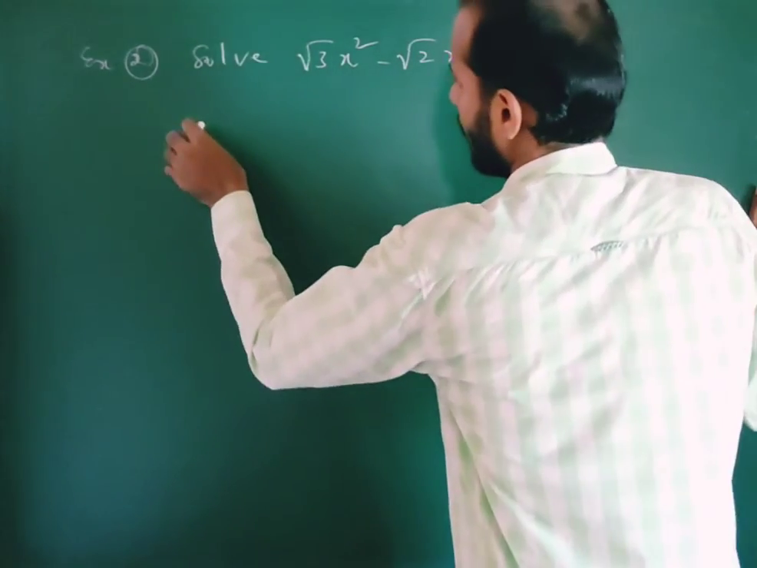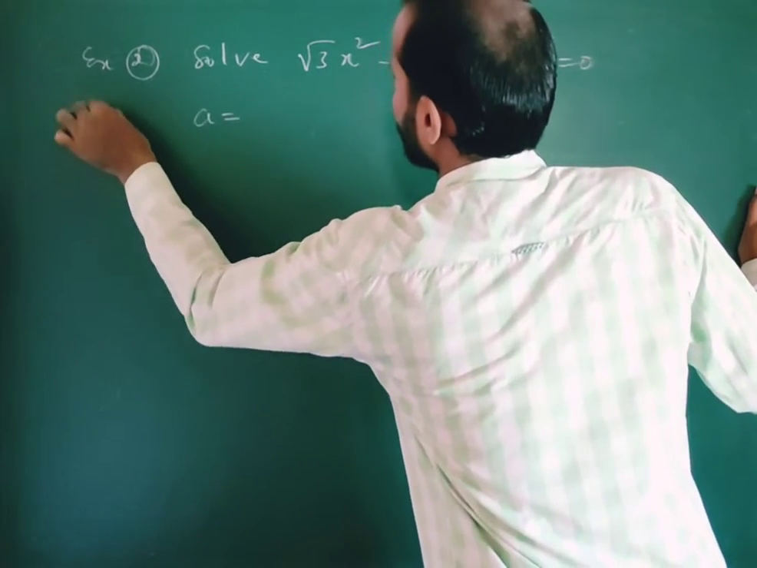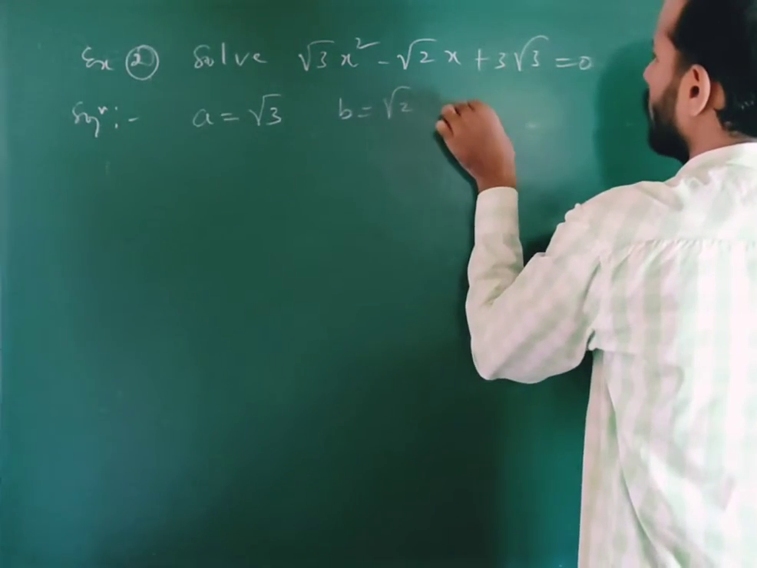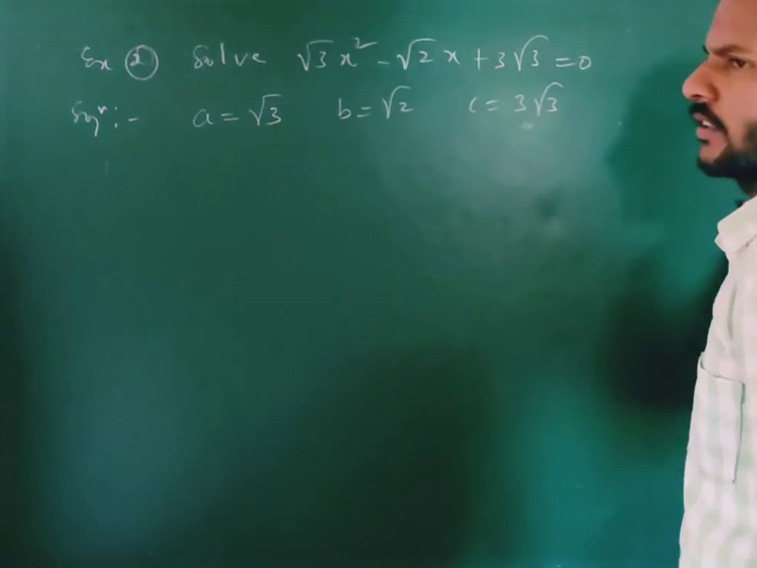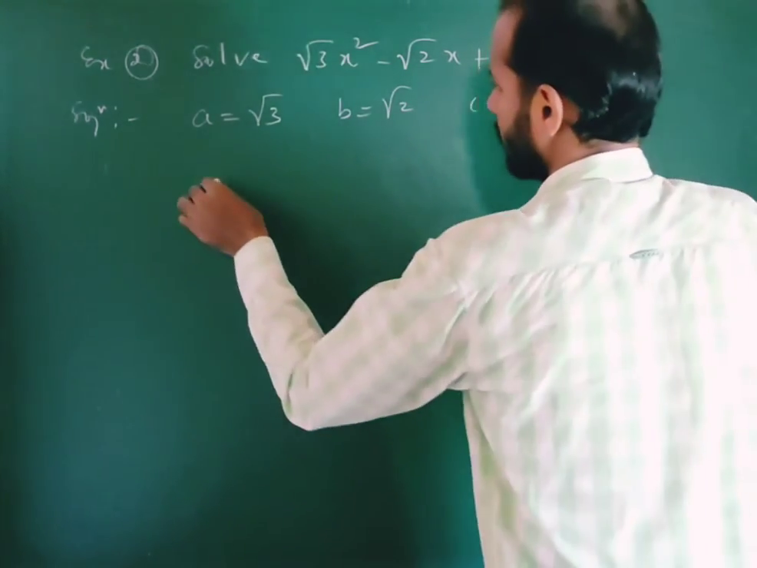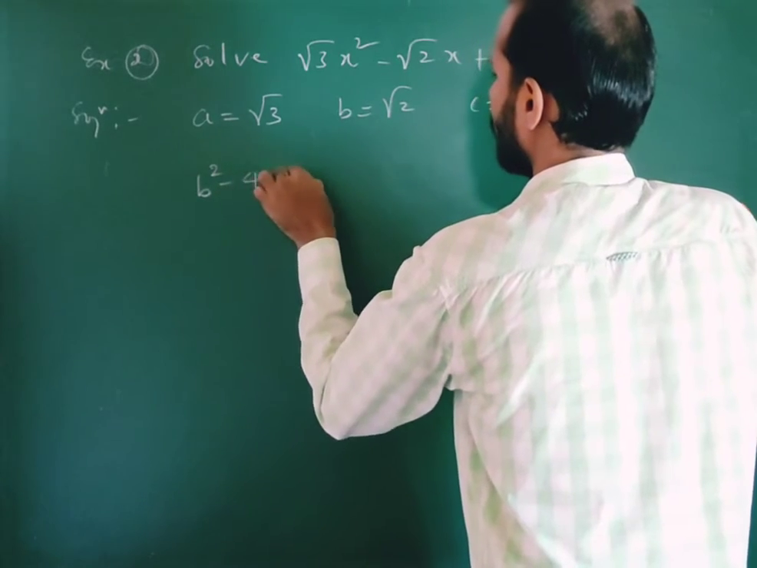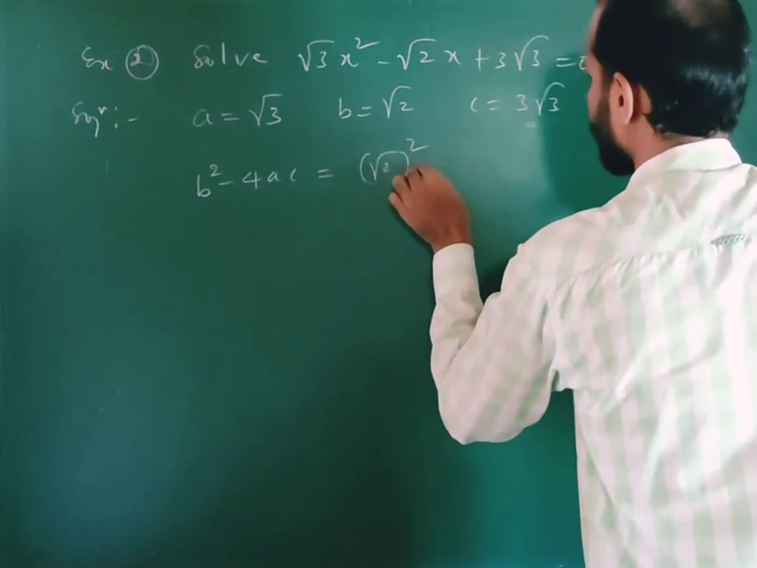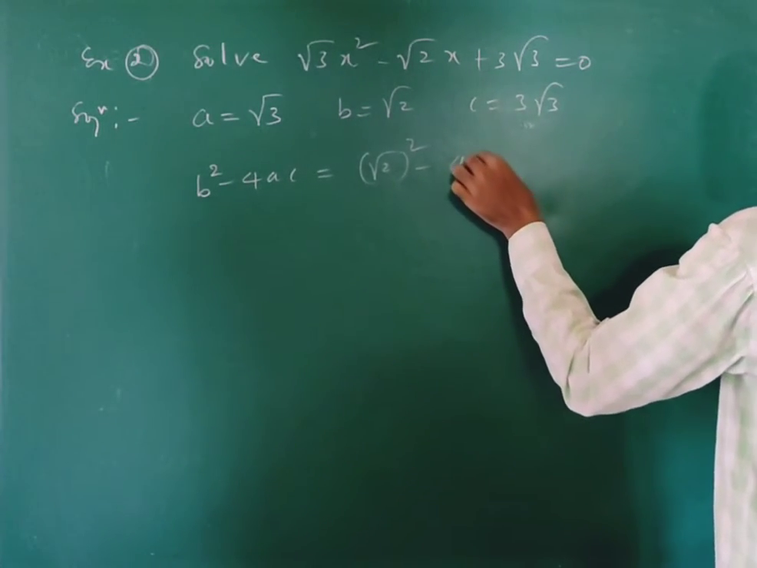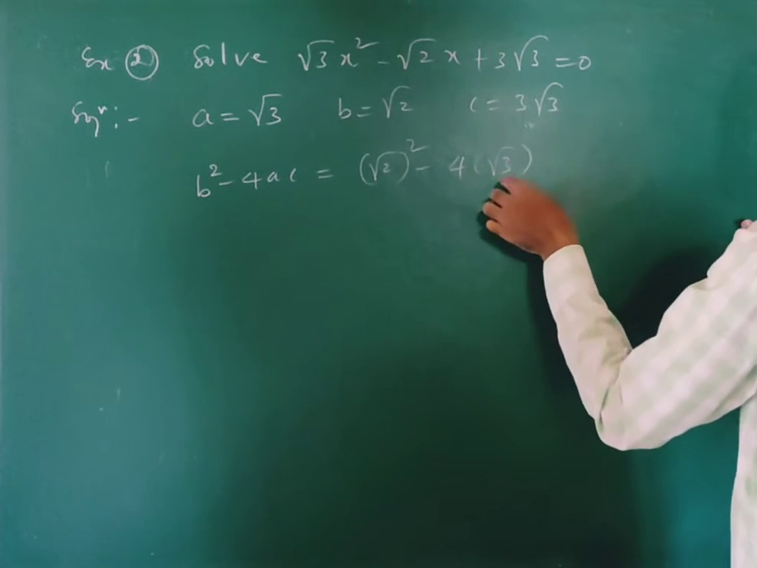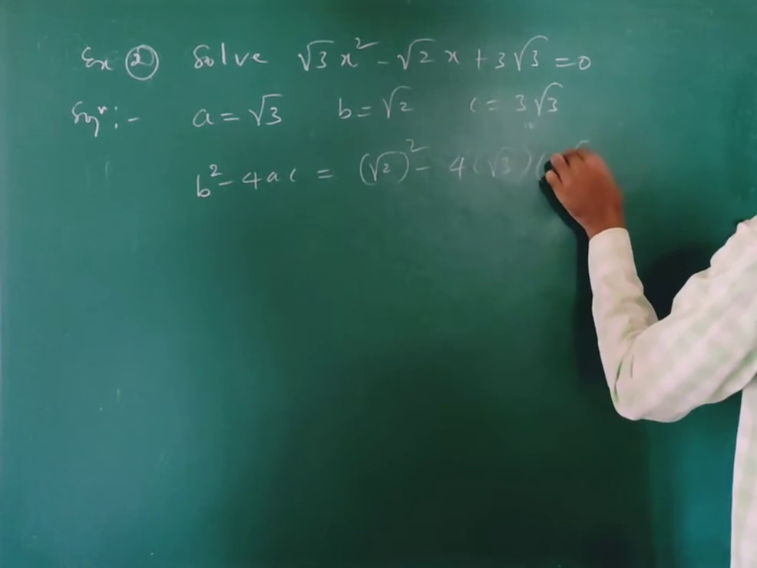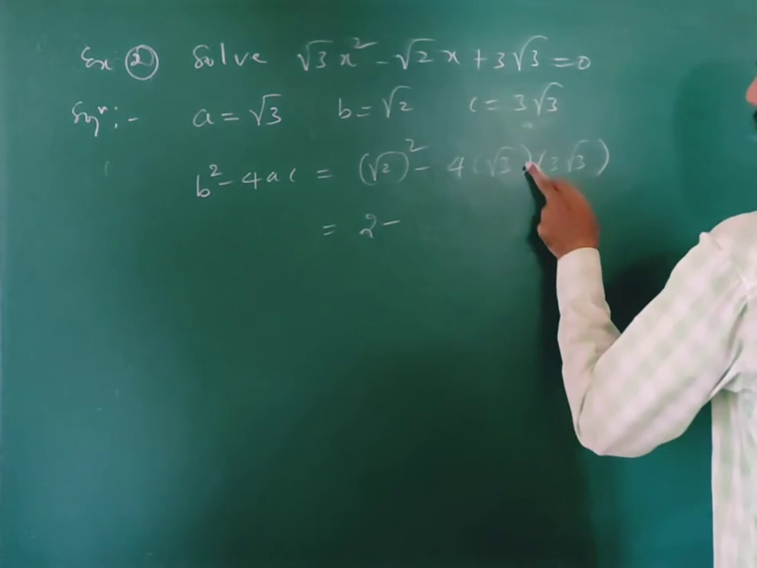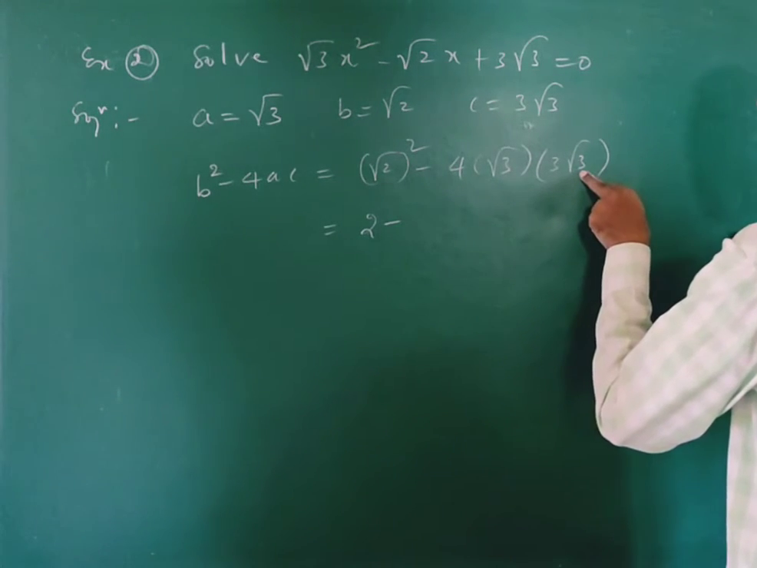Let's check first. Here a equals to root 3, b equals to root 2, c equals to 3 root 3, right? Now b square minus 4ac, which is equals to, b square means root 2 whole square minus 4a means root 3, c means 3 root 3, right? Square root gets cancelled, only 2 remains, therefore root 3 whole square, right?